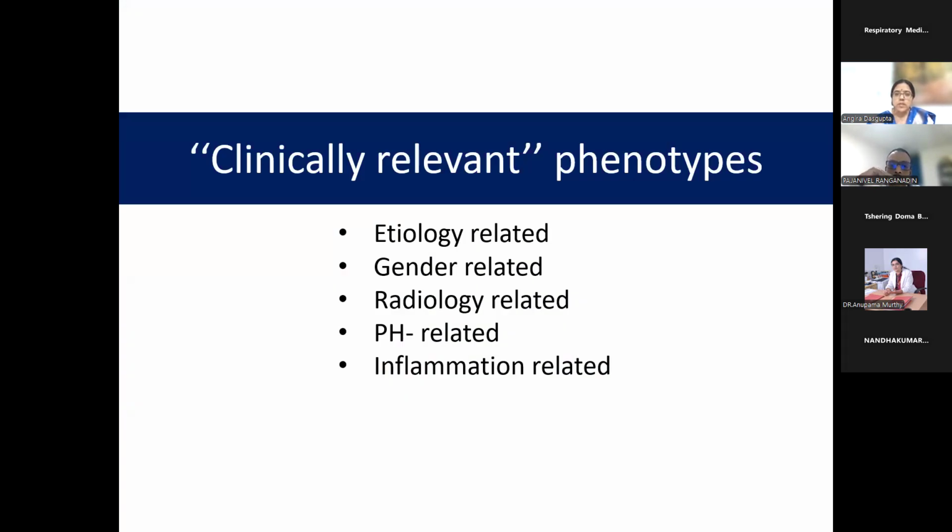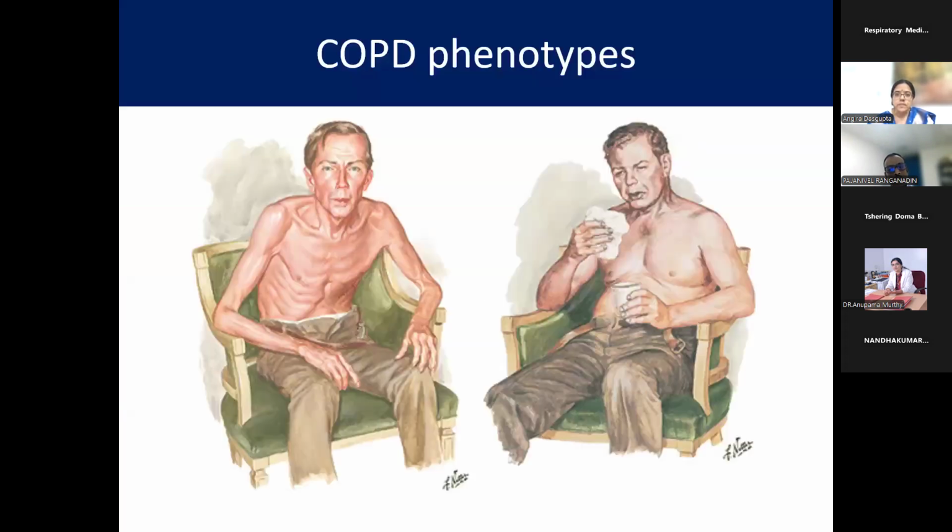We just spoke about the etiology-related phenotyping and the gender-related phenotyping, but these are just demographic features which we cannot modify or treat when a patient with such a disease comes to us. But of importance is the radiology-related phenotyping, the pulmonary hypertension-related ones, and of course, the inflammation-related one.